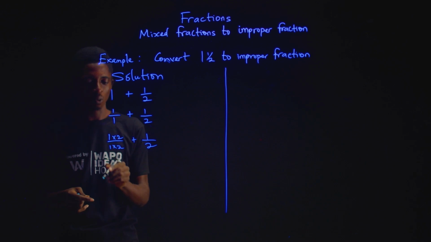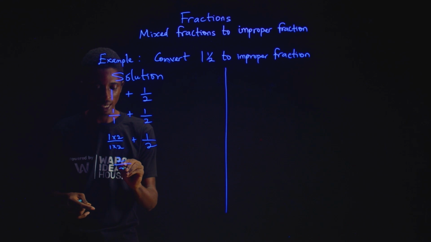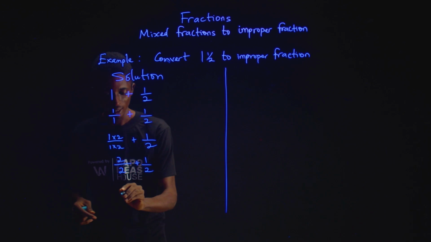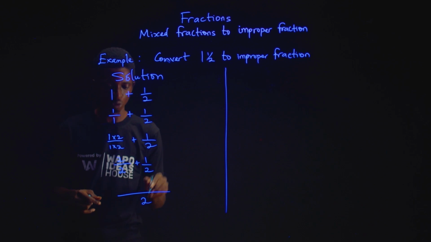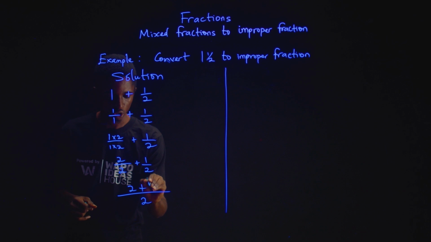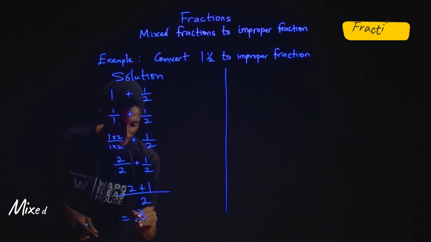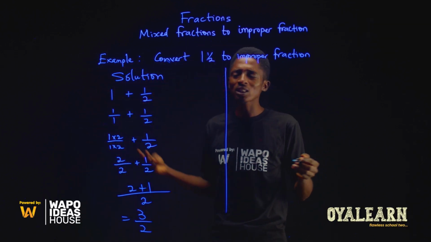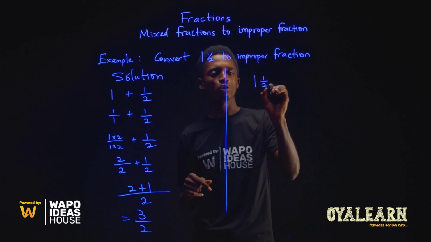And in this case, what I will have is 1 times 2 will give me 2 over, here we have 2 plus 1/2. Then finally, you take the common denominator, which is 2, and then you add the numerators together, 2 plus 1, giving us our final answer of 2 plus 1 equals 3/2.